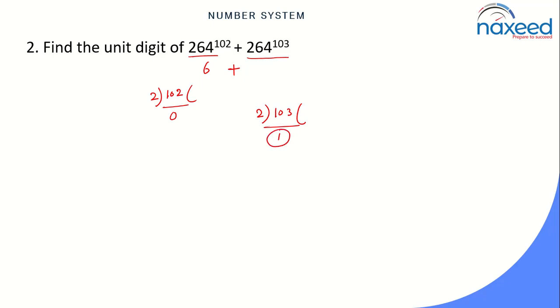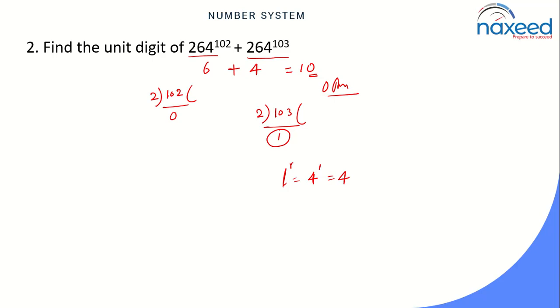Correct? Now here we have to apply the method of L to the power R. So what is L here? The last digit is 4 and the remainder is 1. So 4 to the power 1 gives us 4 only. So 6 plus 4 is equal to 10. What will be the unit digit of this 10? 0 only. So what will be our answer? 0. That's it. The unit digit of 264 to the power 102 plus 264 to the power 103 is 0.